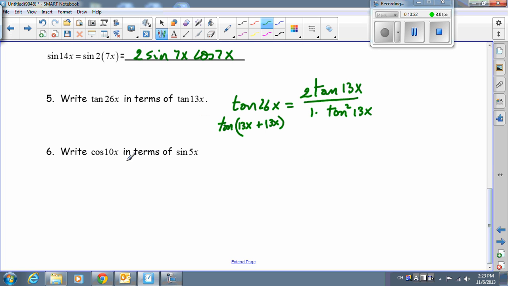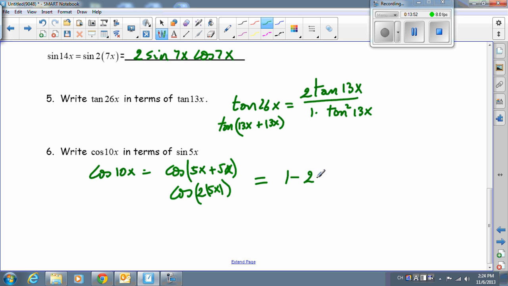Alright, last one, cosine of 10x. Well, the cosine of 10x is equal to the cosine of 5x plus 5x. You can use it, or you can say it's also cosine of 2 times 5x. And well, this is equal to what? 1 minus 2 sine squared of 5x.